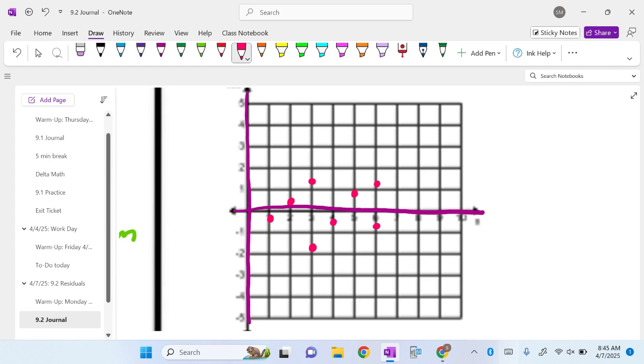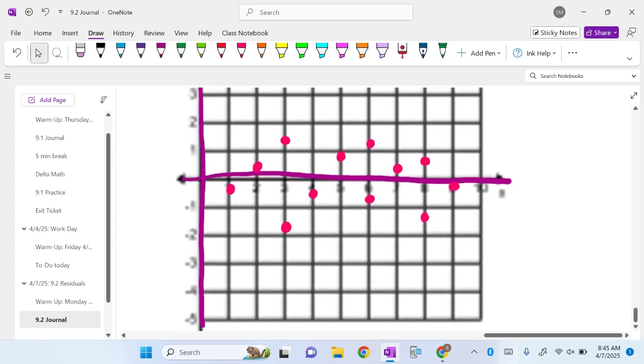7 and 0.42, so that'll be about right here. 8 and negative 1.32, so a little bit past 1. And then 8 and 0.68, so a little bit past halfway. And then 9 and negative 0.6, so that's like almost on the line. And this is what your residual plot would look like.